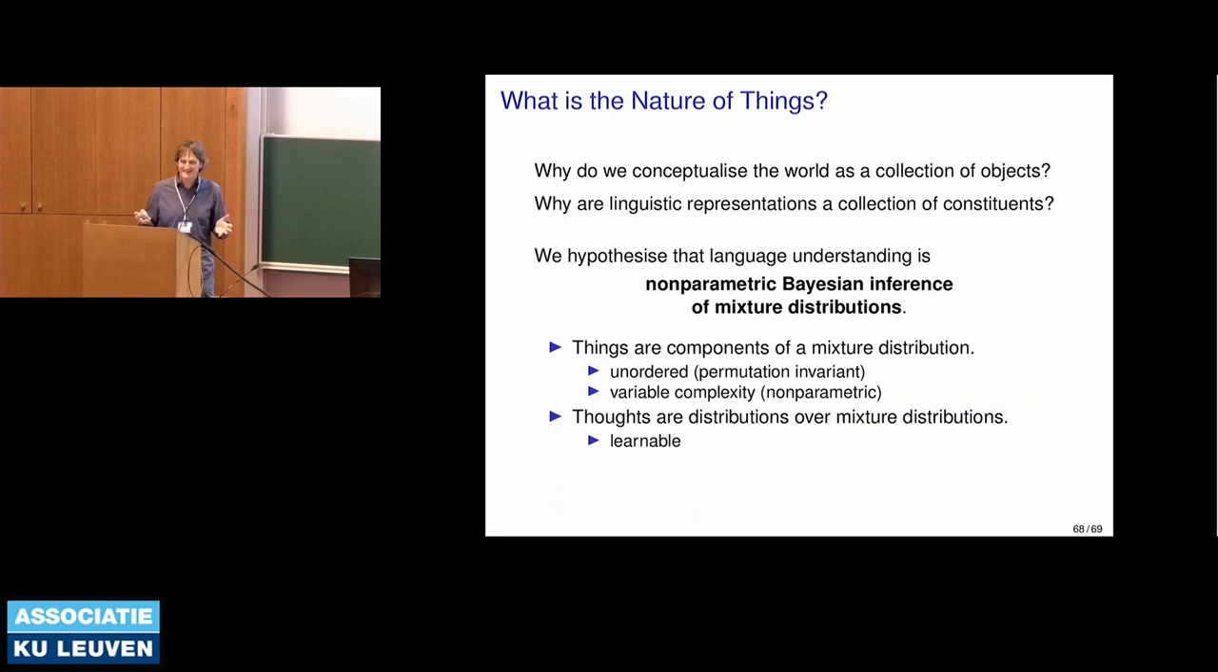Things are components of the mixture distribution. Those components, those things, are a fundamentally unordered representation. They can have variable complexity in that the number of components, the number of things, can grow arbitrarily large, and these representations are made learnable by having distributions over mixture distributions as our fundamental representation. Okay, thank you for your attention.